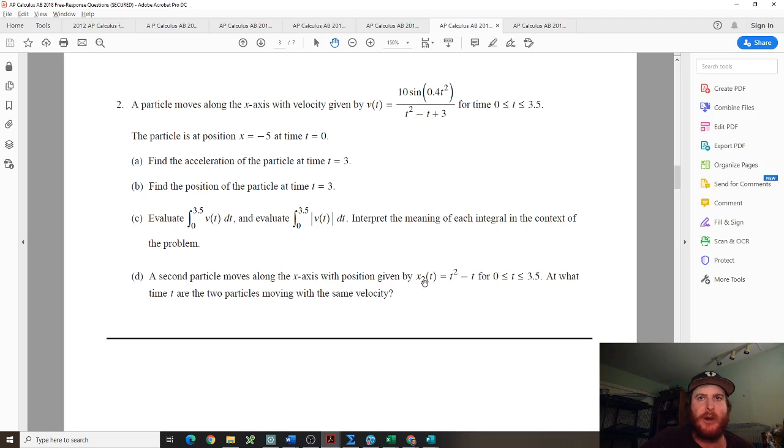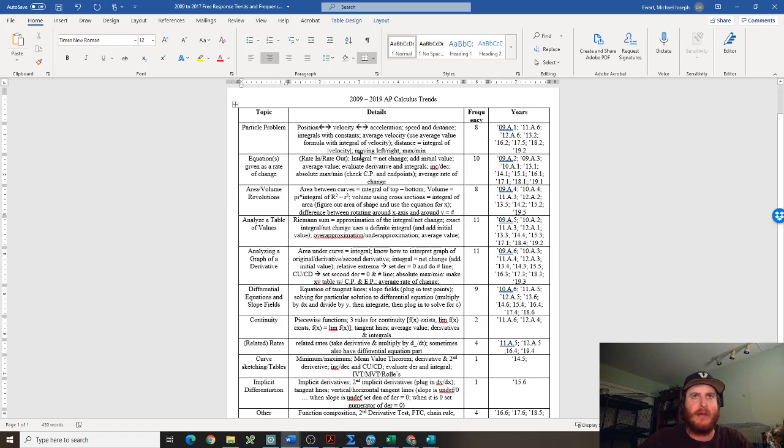Then they give us a second particle, this time though with x, with position. And they ask us when they have the same velocity. So that's kind of hard. But you take the derivative to get this over to velocity and then set the velocities equal to each other. So that's a typical velocity question.